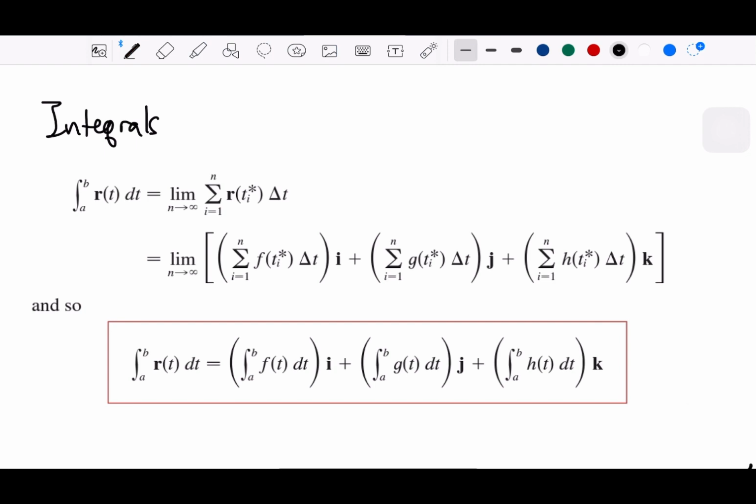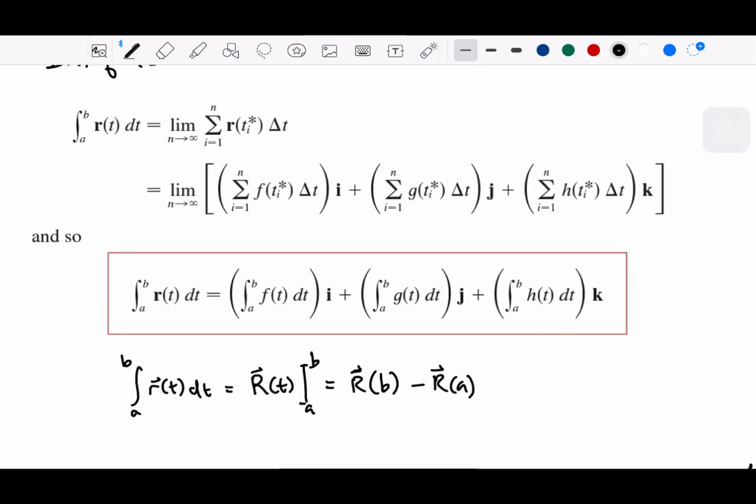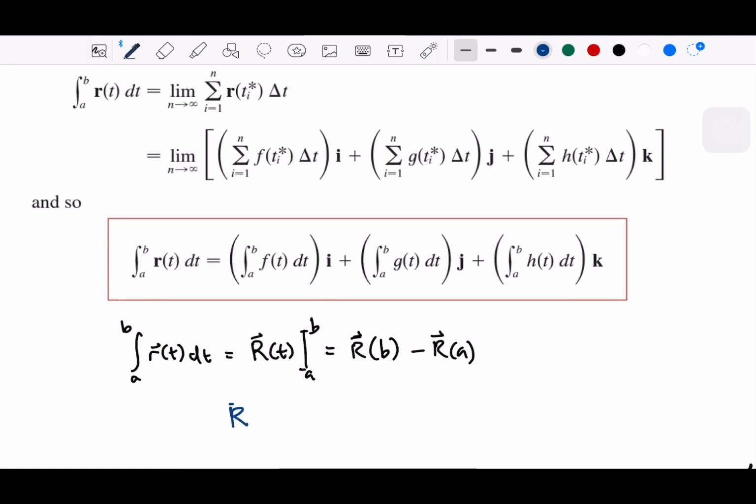We can also rewrite these integrals if we remember the fundamental theorem of calculus. We can take this in terms of the antiderivative. Okay, let me write the capital R. That is going to be R(b) minus R(a), and this capital R is the antiderivative of the vector function.